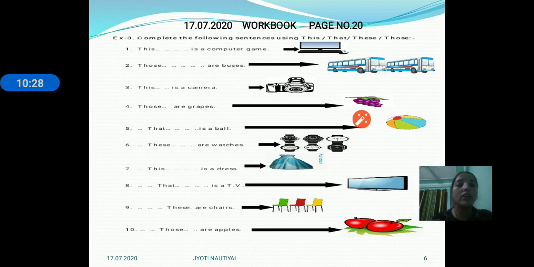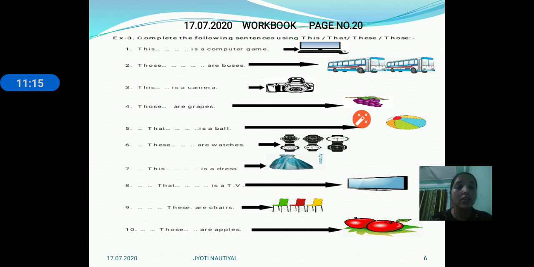See, point number 4. Okay? Now, let's see the fifth sentence. In the fifth sentence, it's dash is a ball. Now, the ball is just one and it is far away. So, that's why we will write down that is a ball. Similarly, children, you see more than one watches, okay? And they are near. Okay, so what are we going to write? These are watches. Now in the 7th question, you see just one dress, one pretty blue dress, and that is also near because the length of the arrow is short. Okay, so we will write down this is a dress.